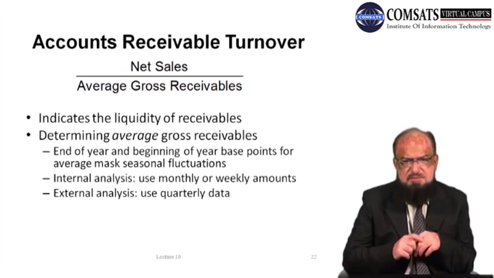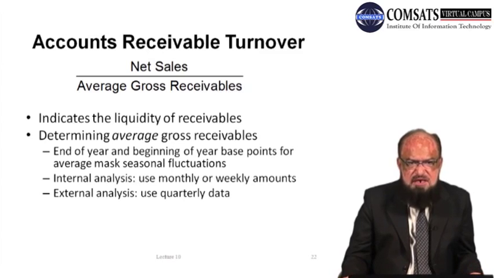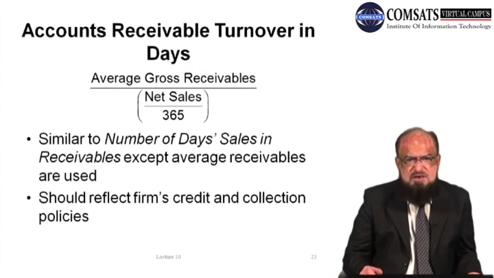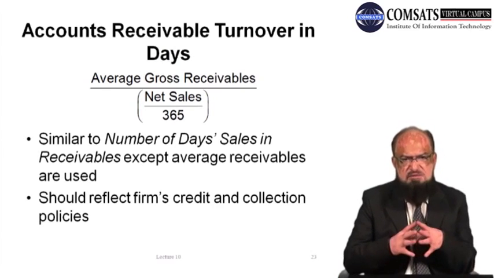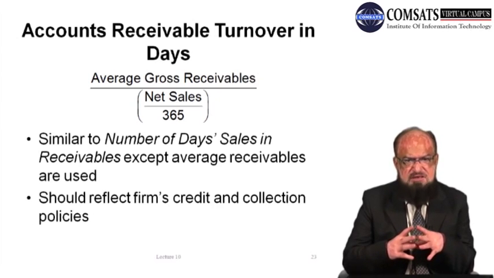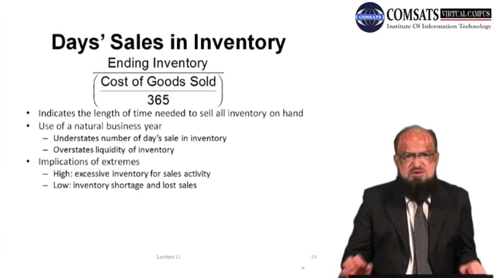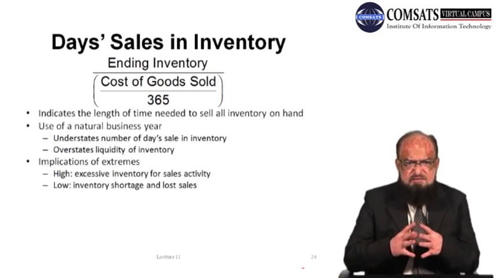The next ratio discussed in lecture 10 is accounts receivable turnover. The formula was net sales divided by average gross receivables, if you remember that. Now in lecture 10 we also discussed another ratio, accounts receivable turnover in days, and its formula is given in front of you: average gross receivables divided by net sales divided by 365 days. I am just recalling for you which ratios you have studied so far.